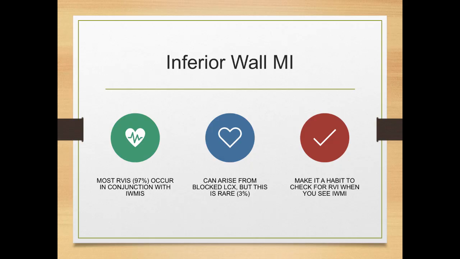Our inferior wall MIs, you see ST segment elevation in lead 2, 3, AVF. Most of these occur in conjunction with some right ventricular involvement. So usually the right coronary artery, sometimes left circumflex, but usually right coronary artery. So anytime you see an inferior wall MI, anytime you see ST segment elevation in 2, 3, AVF, your inferior region, automatically do a right-sided 12 lead.